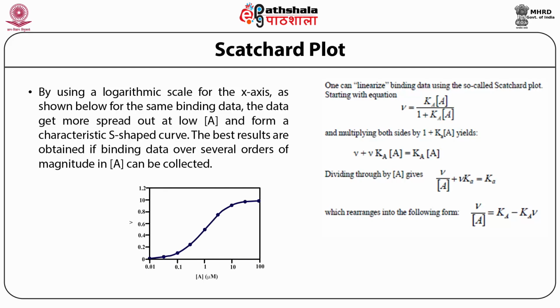So we can linearize binding data using the so-called Scatchard plot, starting with the equation V equals Ka times the concentration of A over 1 plus Ka times the concentration of A. By multiplying both sides by 1 plus Ka times A yields V plus VKa A equals Ka A. Dividing through by A gives V by A plus VKa equals Ka, which rearranging gives V by A equals Ka minus KaV. So now you get the linear equation to calculate the binding affinity.